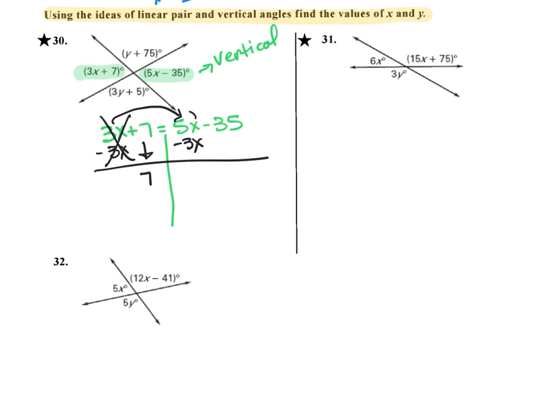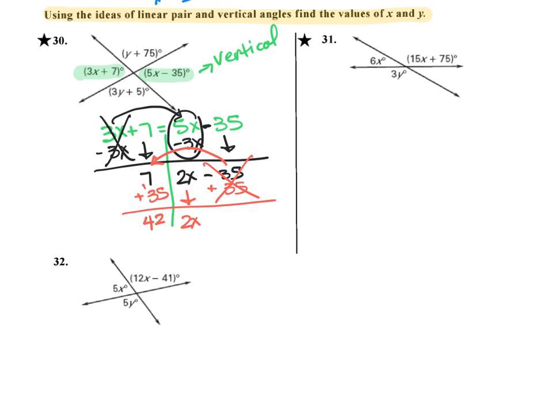Bring down the 7. Add the 5x minus 3x for 2x. Bring down the minus 35. Then I'm going to move my 35 back by adding 35. So bring down the 2x. 35 plus 7 would give me 42. Divide by 2's there, and I get x equals 21.